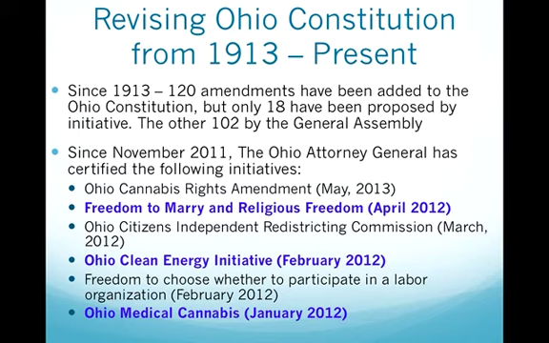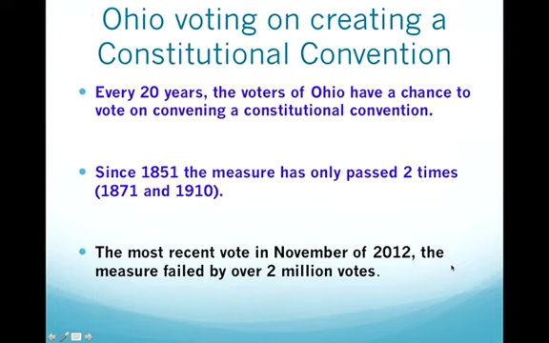Since November 2011, the Attorney General has certified the following initiatives. So these are things that got onto the ballot. They didn't necessarily pass. So even back in 2013, one of the first times we voted for a legalization of marijuana in some way. You had medical cannabis again in 2012. And so there's just a bunch of different things that people have gotten on the ballot and that the Ohio Attorney General has allowed to be voted on.